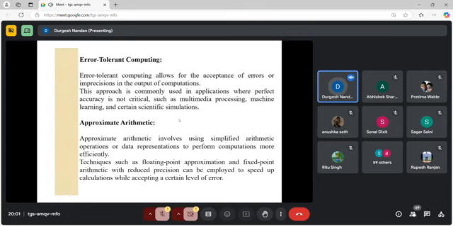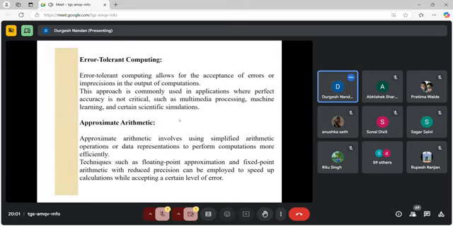If we talk about error tolerant computing, there are many applications like multimedia processing, machine learning, and many other places where 100% accuracy is not required, like image processing.